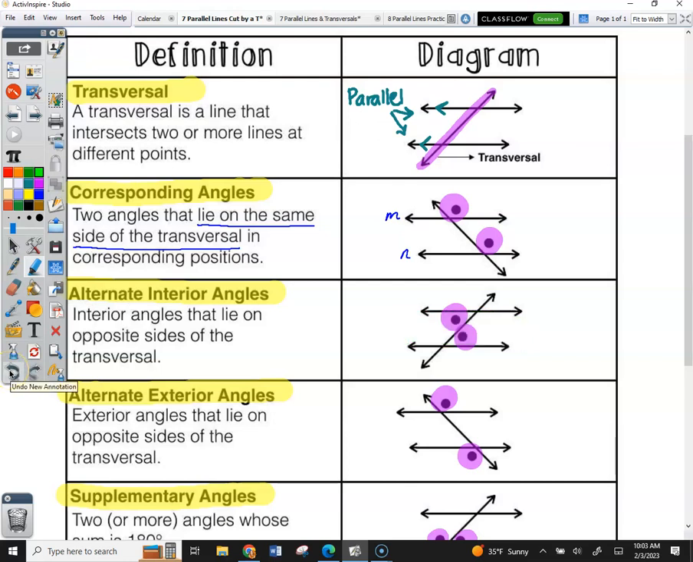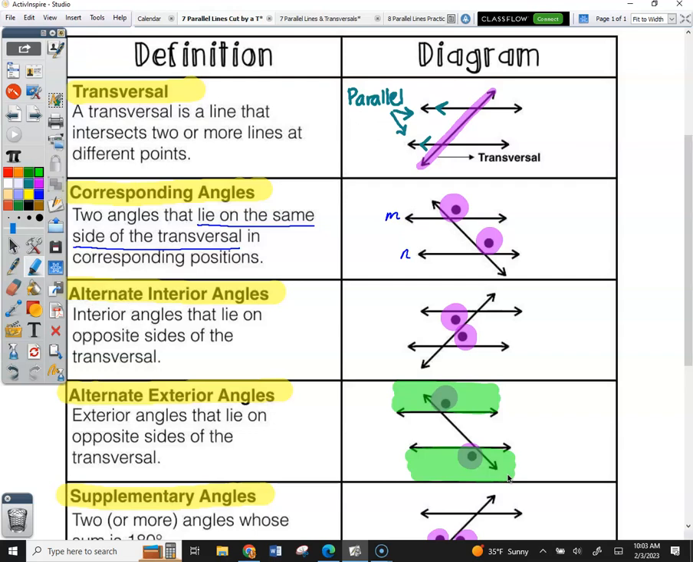Now, keeping that in mind, alternate exterior. Here's the interior. Notice the purple angles are not in it at all because they are on the outside of the railroad tracks, the exterior, but they are on opposite sides of the transversal. This one's to the right of the transversal, this one's to the left. You see that? Yes. This stuff is really easy if you will just give me a chance to teach it to you.